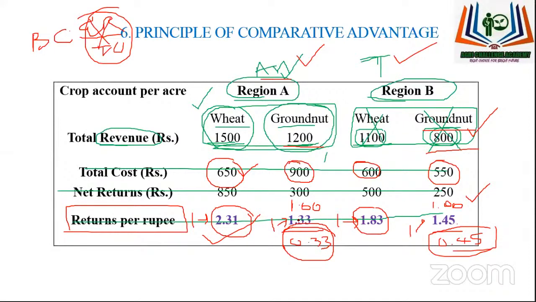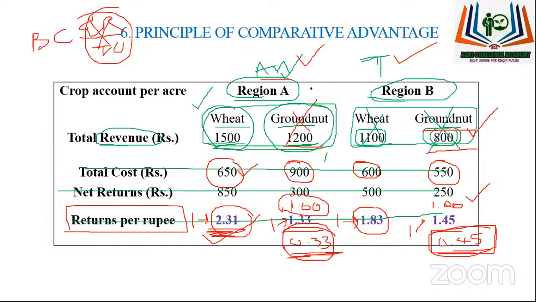In Andhra, 1 rupee gives 0.33 extra returns, but in Tamil Nadu the same groundnut, same 1 rupee investment gives 0.45 extra income. So it is better for Andhra Pradesh to go for wheat cultivation. Why? Because 1 rupee investment on wheat gives 2.31, while 1 rupee investment on groundnut gives 0.33. More investment on wheat gives additional returns. Avoid groundnut.